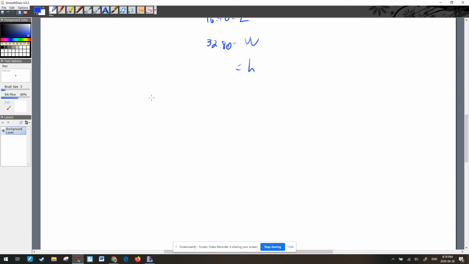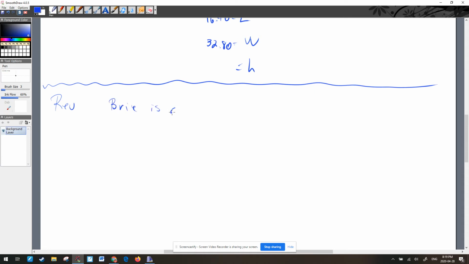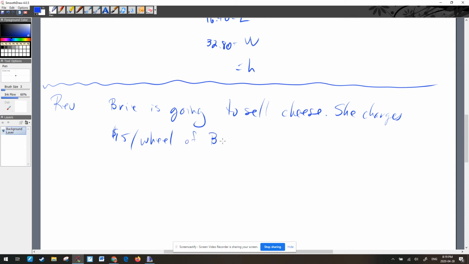So let's try another one. How about let's do a revenue problem. Okay, so revenue. What we have is Brie is going to sell cheese. Yeah, Brie, cheese, get it? She charges currently, I don't know, $15 per wheel of Brie. It doesn't need to be capitalized because we're talking about the cheese there.